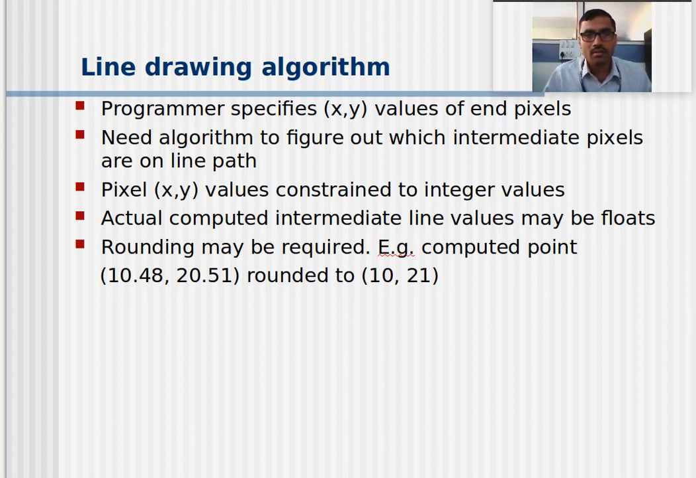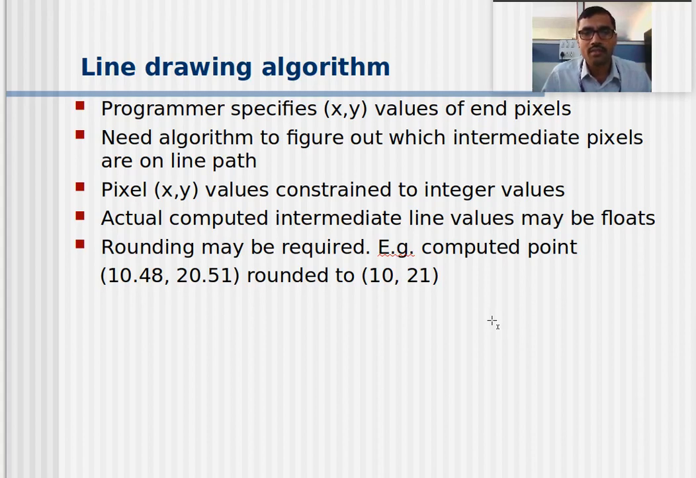In this, the XY values of the end pixels should be specified by the programmer to draw the line. In the algorithm, we have to figure out which intermediate pixels are in the line path to draw that line. Pixel XY values are constrained to integer values, so we cannot use floating point values for the XY coordinates.